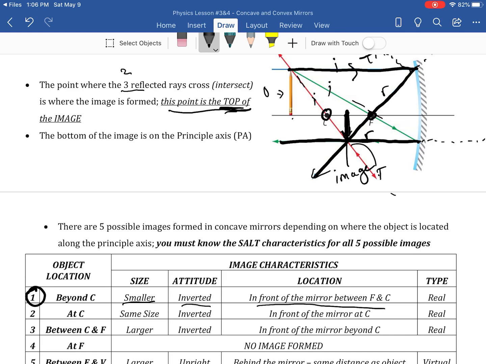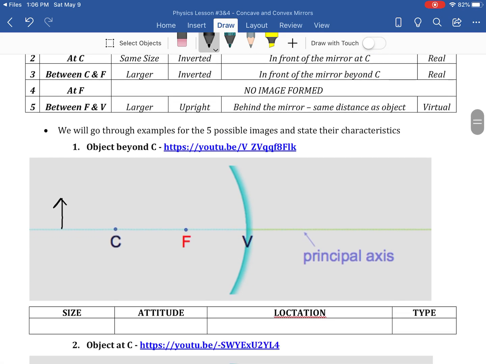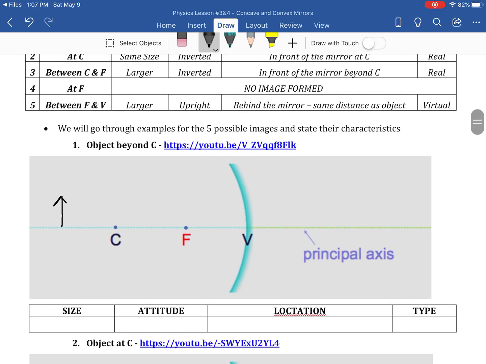How do I know it's real? Because it's in front of the mirror. Okay, guys? Now, that was just one scenario, when the object is beyond C. There are others, so this is what I'm going to draw for you. Let's do it again. Object is beyond C.